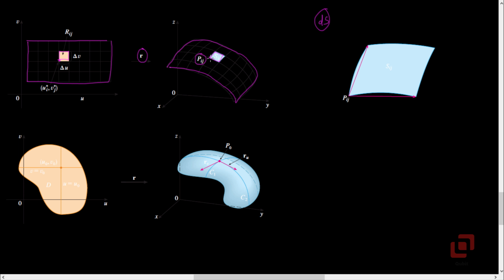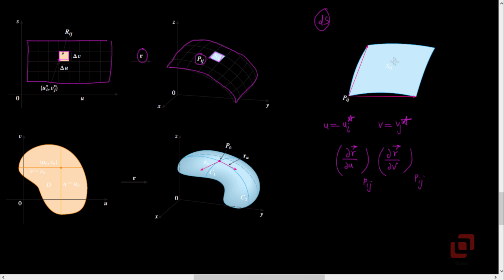Any point Pij on the parametrized surface can be considered as the point of intersection of two grid curves, u equal to constant and v equal to constant. More importantly, if we differentiate r bar with respect to u and with respect to v, and if we evaluate these two partial derivatives at point Pij, then we will get the tangents at point Pij to the respective grid curves.